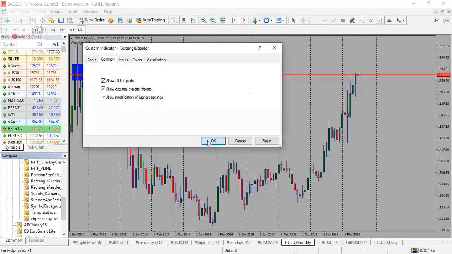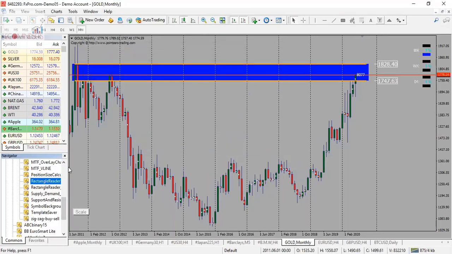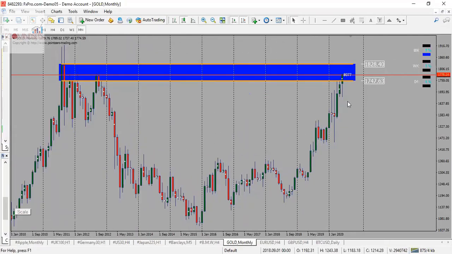All right, so we are currently at a resistance level. As you can see, price is now between 1828.40 and 1747.63. So right now, you ask yourselves, okay, we have located the monthly resistance.